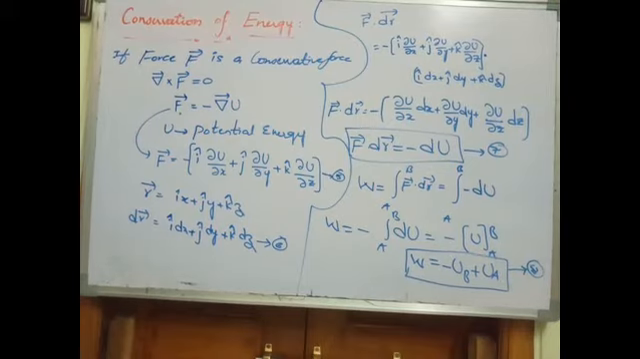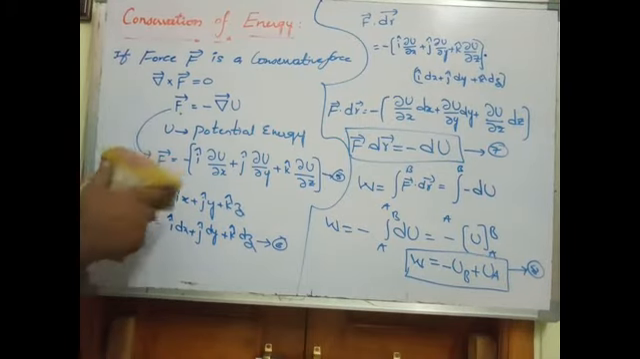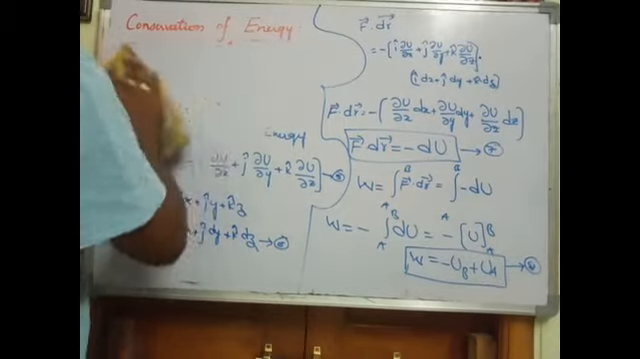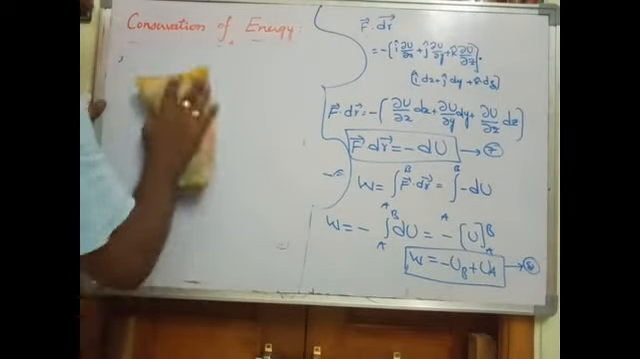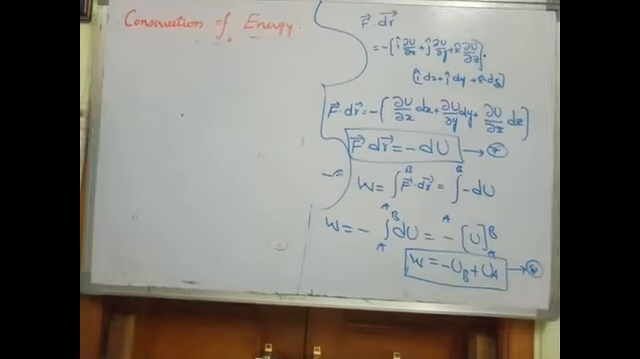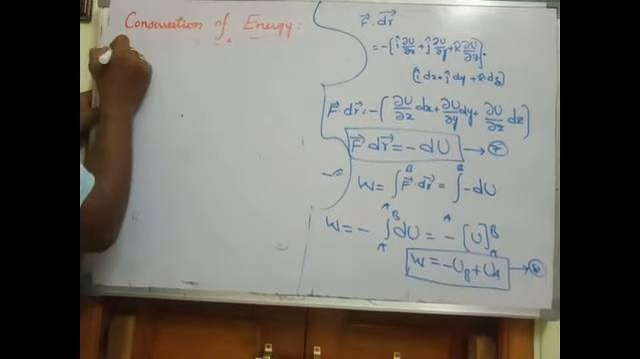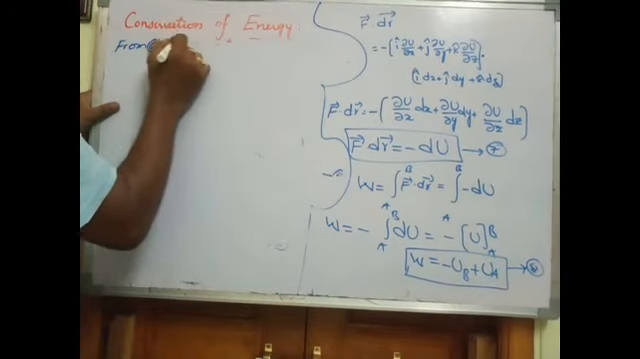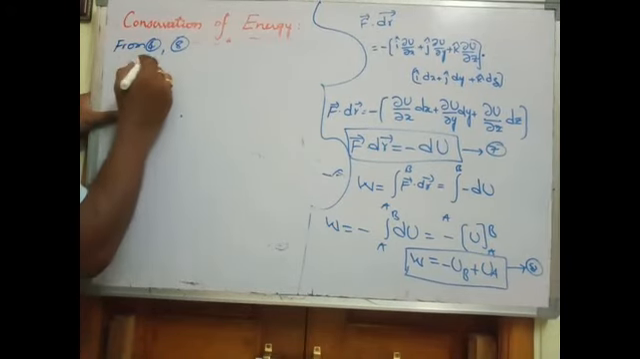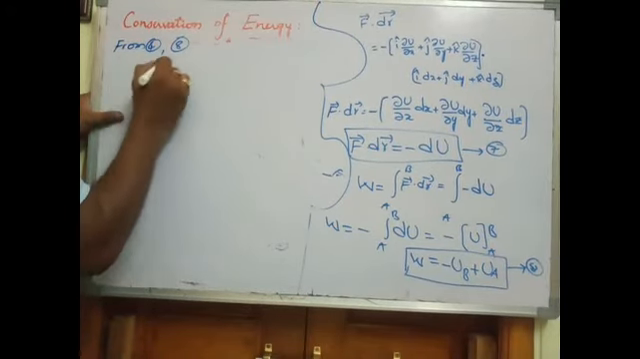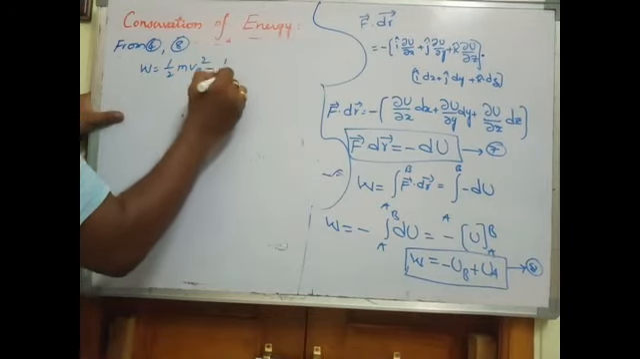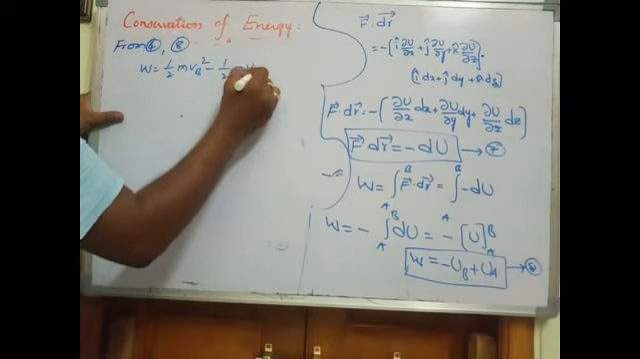Now, we already got equation number 4. What is equation number 4? From equation 4 and 8. Equation 4 is W equal to 1 by 2 m vb square minus 1 by 2 m va square.